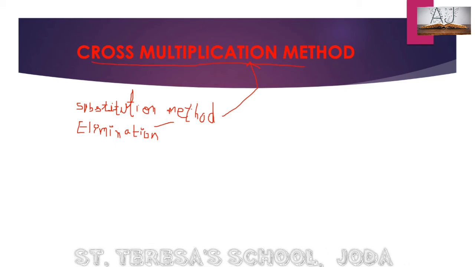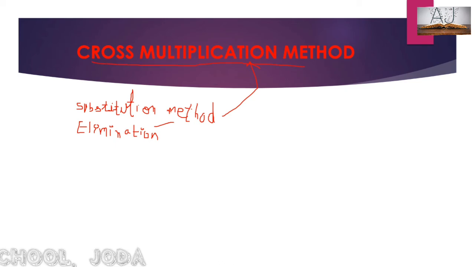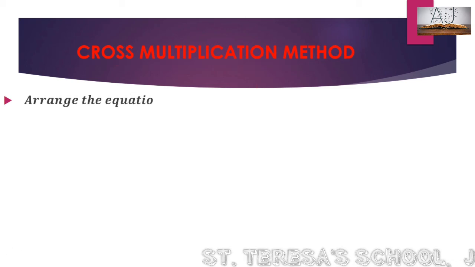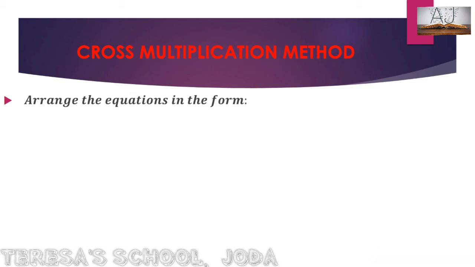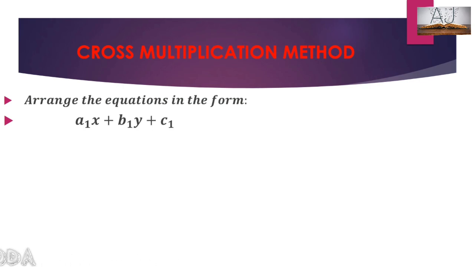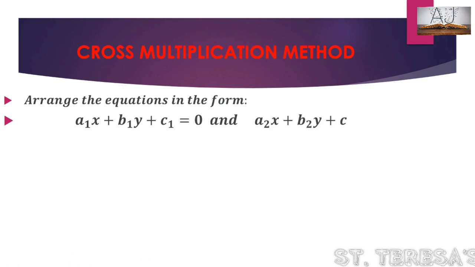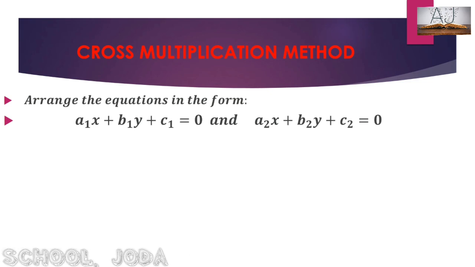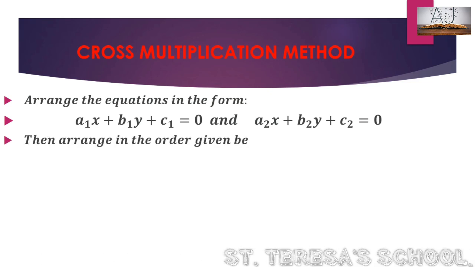Today in this video, I will explain the cross multiplication method. I'll not do the exercise. Okay. So, first, what are the rules of doing this? First, arrange the equations in this format: a1x plus b1y plus c1 equal to 0 for the first equation, and for the second equation in the same way, a2x plus b2y plus c2 equal to 0.